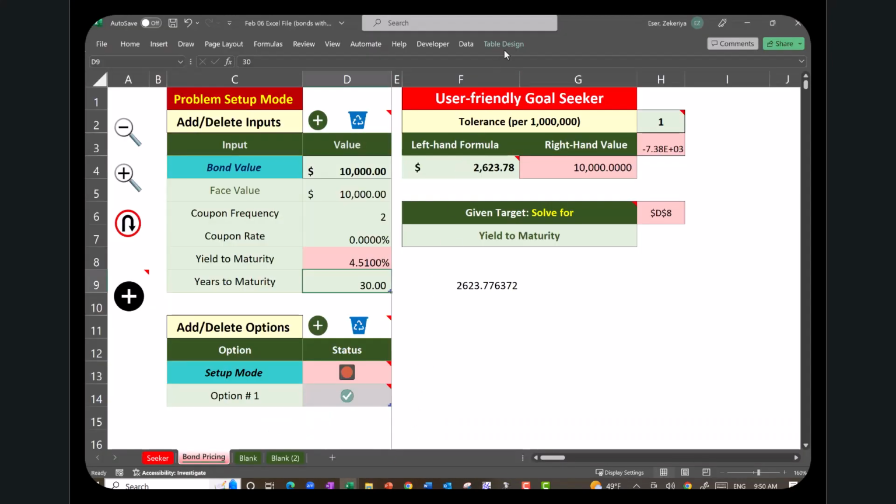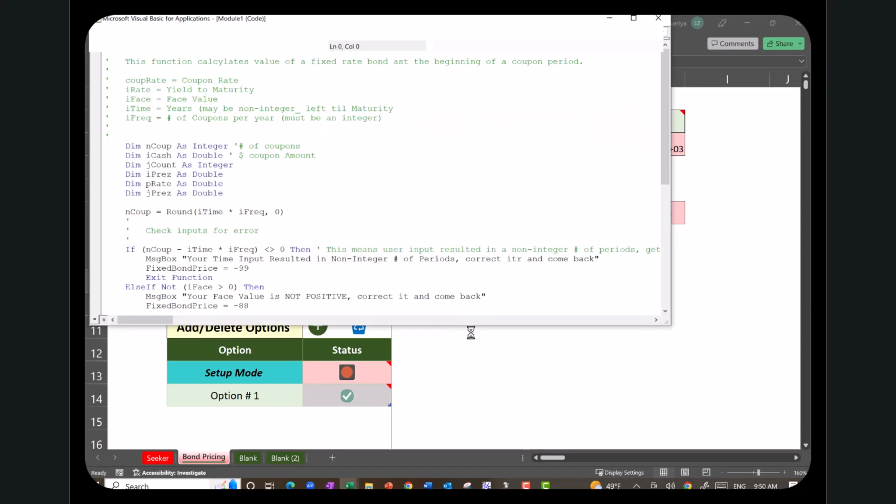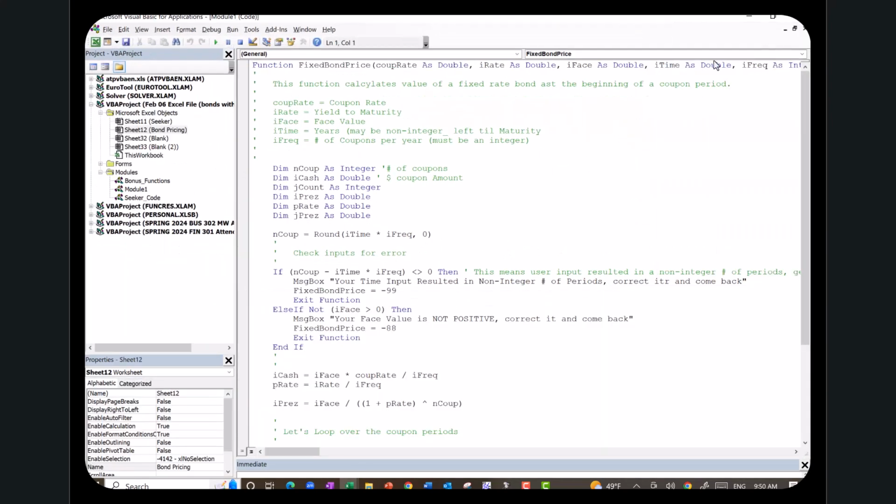And the members, we're going to go to developers, Visual Basic. And in this case, we already have a space where we wrote our fixed bond price thingy.